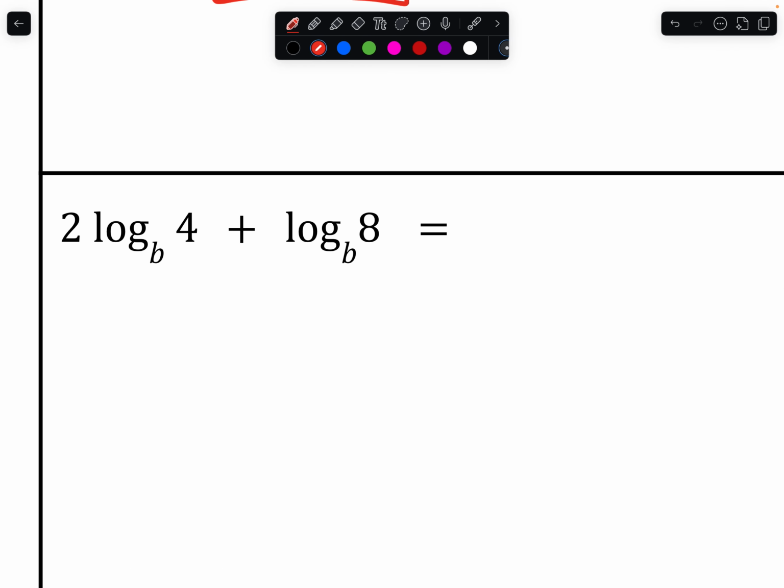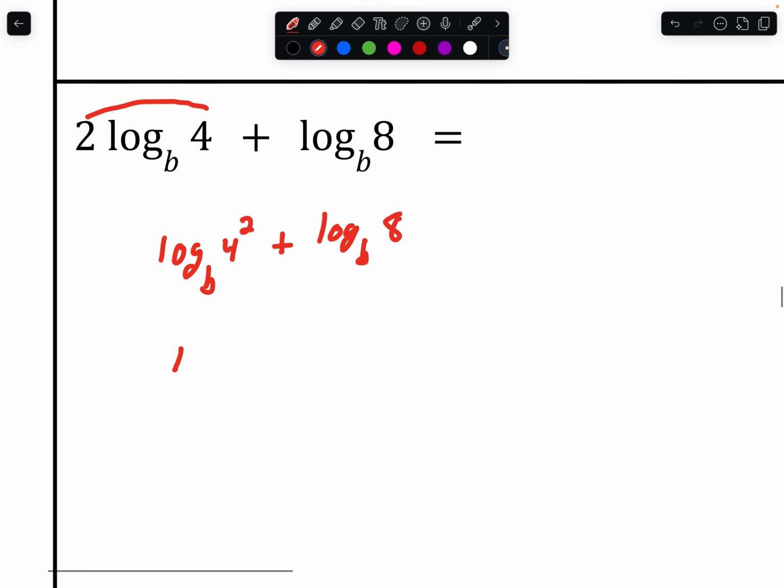Okay, notice I've got the same base. I've got a 2 in the front, move it up. All right, and there's nothing I can really do here, so I'm not going to do anything to that 8 because there's no number in the front here. Okay, so I'm going to write log base b of 4 squared plus log base b of 8. And now you notice that if I'm dealing with numbers here, you want to go ahead and evaluate those numbers, right? So what I've got here is 4 squared, so I'm going to write log base b of 16 plus log base b of 8.